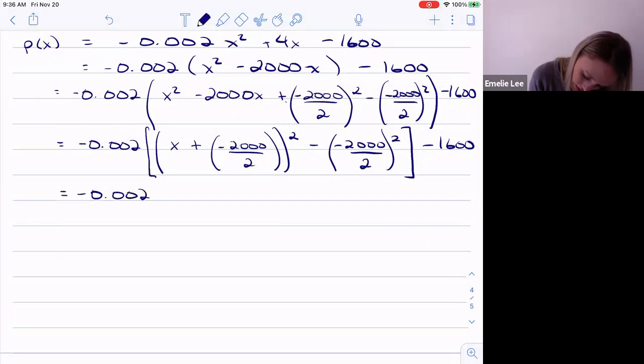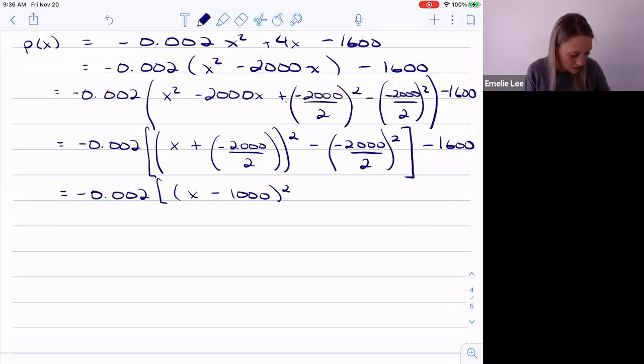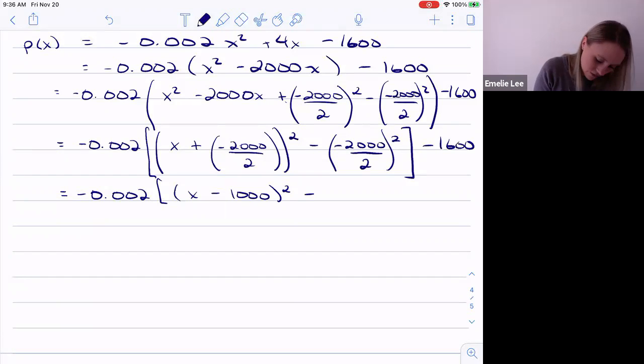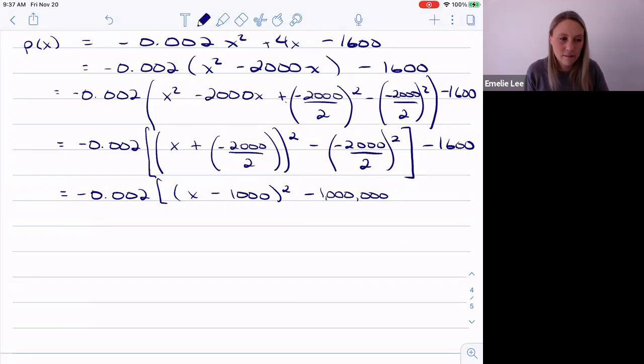Negative 0.002 times x minus 1,000 squared, right? Negative 2,000 divided by 2 is 1,000. And then minus 1,000 squared. Negative 2,000 divided by 2 is still negative 1,000. Negative 1,000 to the power of 2 puts me at 1, 2, 3, 4, 5, 6, a million. So minus 1 million.